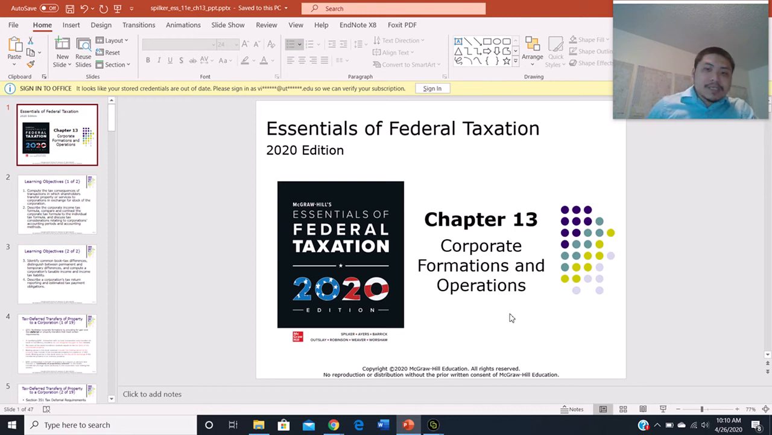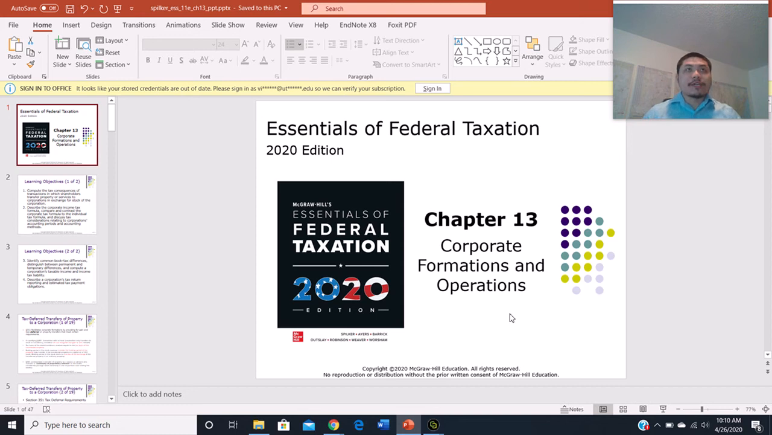Throughout the chapter, first of all, we're going to talk about how to form a corporation. By forming, I mean what do we do in terms of tax when people want to form a corporation? What do we do when they contribute to a corporation? So when a group of people contribute certain property, certain assets, to form a corporation.